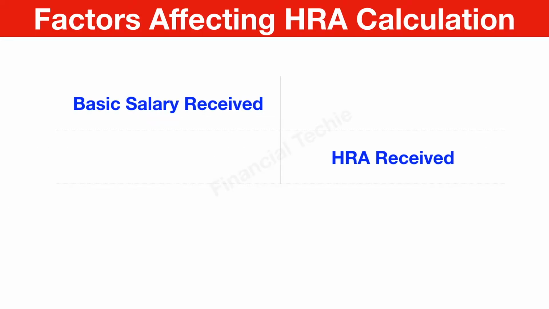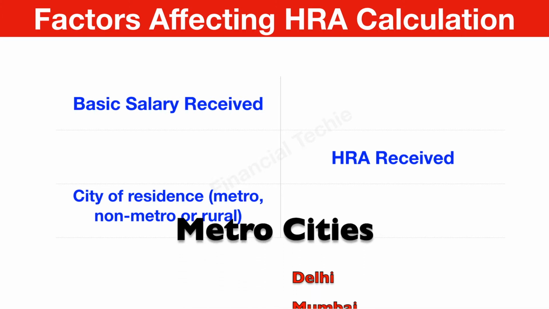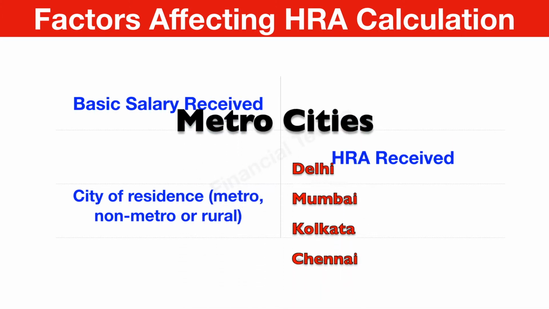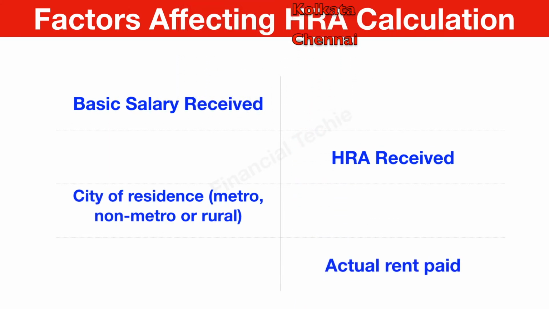The third important factor is the city in which you reside. It can be a metro city or non-metro city. If you are living in Delhi, Mumbai, Calcutta, Chennai, then those cities are considered as metro cities. Then the last factor is the actual rent you paid in a financial year. These four factors will get involved when we calculate the amount for which we can get tax exemption. We will see that in a coming section.